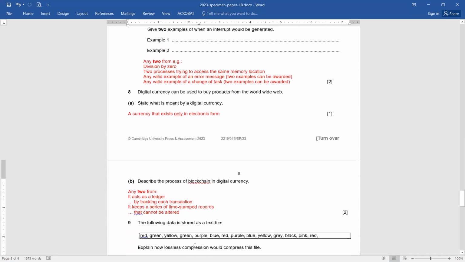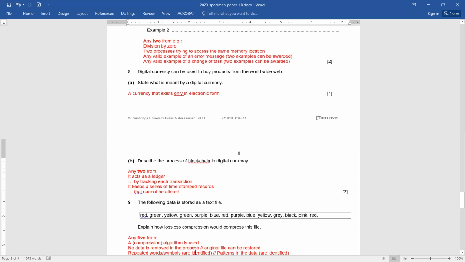You can describe the process of blockchain in digital currency. So if you have written any 2 valid points, then you are definitely going to score 2 out of 2 in this part of the question. It acts as a ledger. And a ledger is basically going to keep a record of all the transactions. So it acts as a ledger by tracking each transaction. It keeps a series of time-stamped records that cannot be altered. So the biggest advantage is that the values mentioned in the blockchain are not altered.